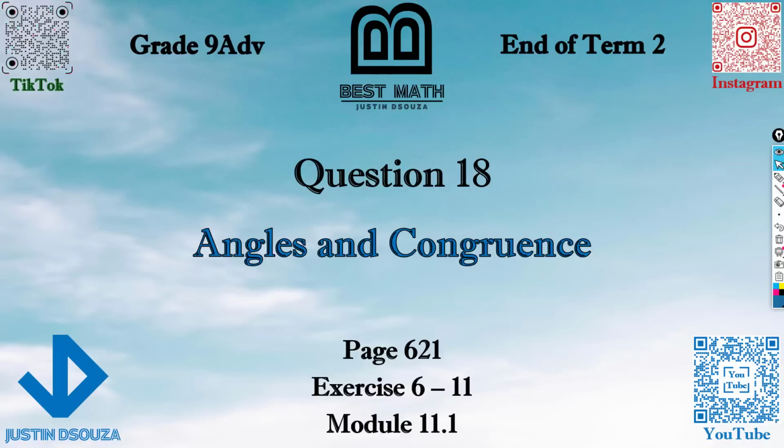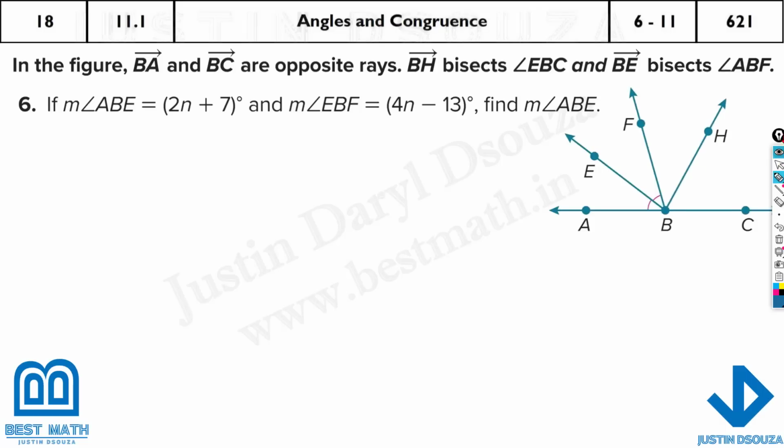The question 18 is about angles and congruence. It's from module 11.1. Here we have been given this figure, and they have told us that BA and BC, the lines, are opposite rays. Now what do opposite rays do? When they're opposite to each other, say this is one ray and it has an opposite ray, it's a linear line. The angle is totally 180 degrees.